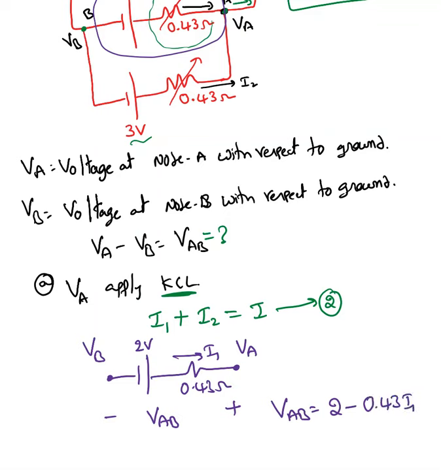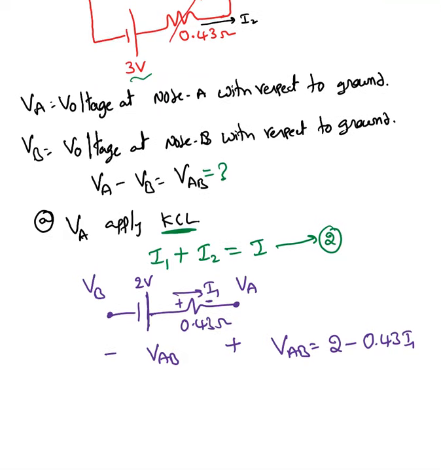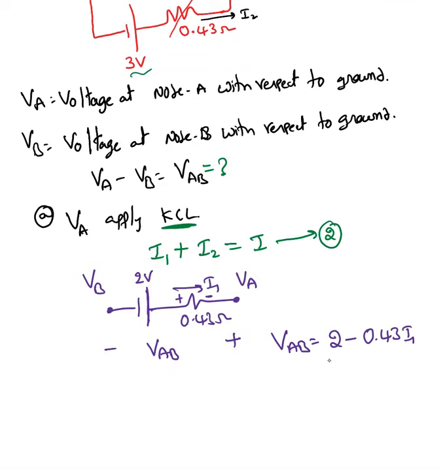VAB equals that, because this is a source supplying 2 volt, but at the same time this is a resistor. For sure there will be some voltage drop across the resistor. So if you take that voltage drop as 0.43 times I1, VAB, which is VA minus VB, equals 2 minus 0.43 I1. This is my third equation.